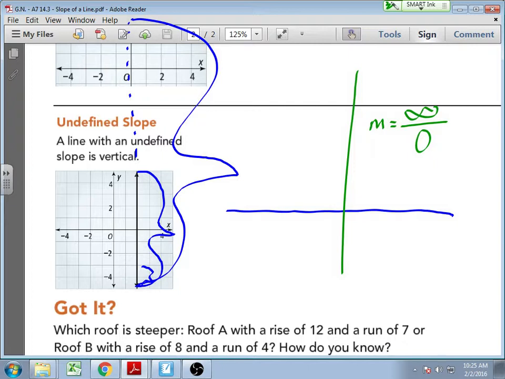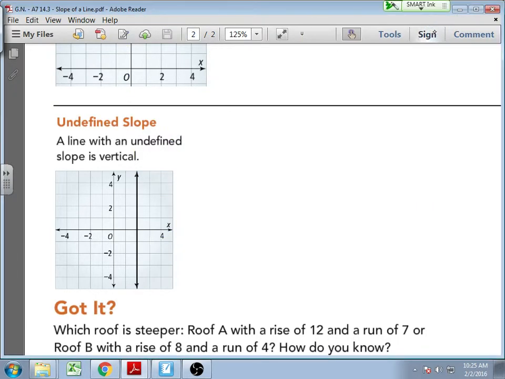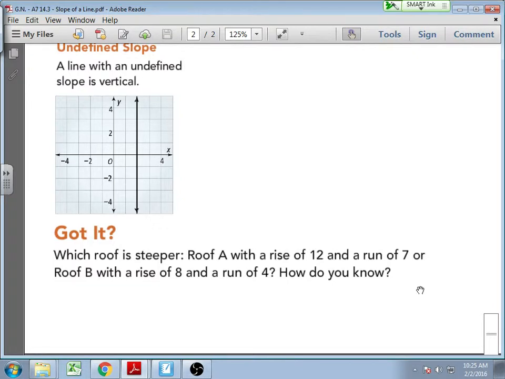Is that a little better now? Yeah. Do not let your brain think that this is a zero slope. Zero slope is horizontal. So which roof is steeper? Roof A with a rise of 12 and a run of 7, or B with a rise of 8 and a run of 4.